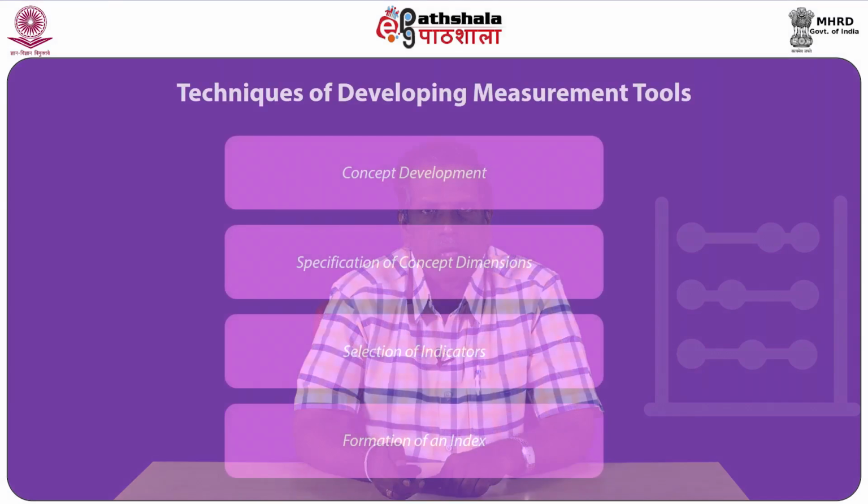Firstly, concept development. The researcher should clearly understand the major concepts that are going to be used in the research work to be undertaken, and he or she should have thorough knowledge about the field of research. The researcher also should be able to define the concepts operationally. Secondly, specification of concept dimensions. The researcher should also be able to understand clearly the various dimensions and or components of the concepts. These dimensions should also be defined in a clear-cut manner.